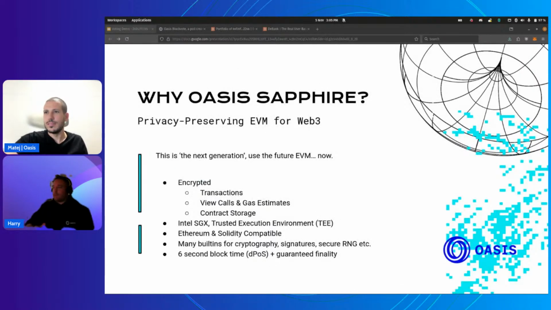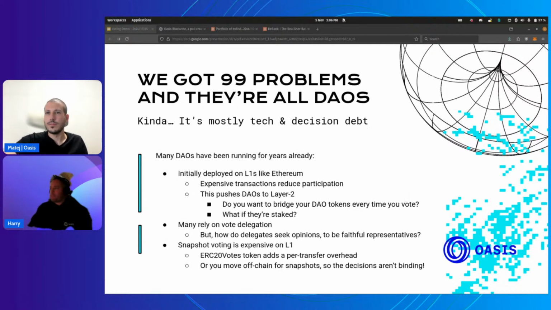So let me very quickly introduce Oasis Sapphire if you've not come across it before. At Oasis, we've built Sapphire, a confidential EVM that enables private smart contract execution. It's fully Ethereum compatible with encrypted transactions, encrypted storage, and it's backed by Intel SGX technology, which is a trusted execution environment. But of course, this isn't about Sapphire itself. I think it's great, and we're building all of these tools on Sapphire. But it's the foundation that enables everything we're about to discuss.